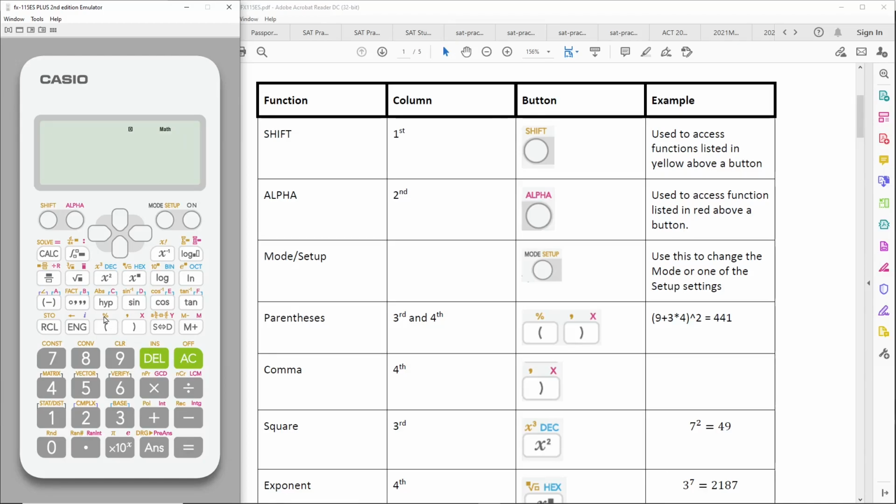You want to know where the parentheses are. They're right here. Get your left and right parentheses. You want to use your comma, which is above the right parenthesis. You have to do shift and then that button to give you the comma.